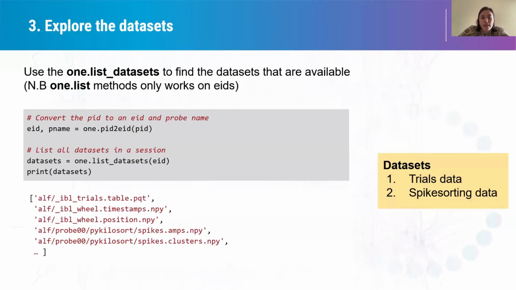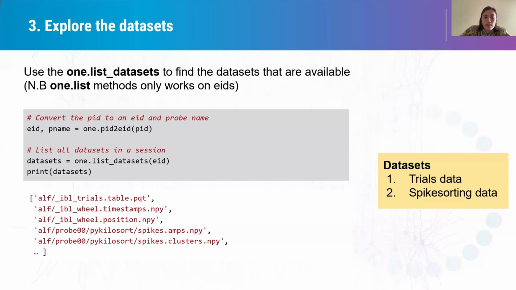Okay, so next we need to find what datasets we're interested in, so what data we need in order to start our analysis. If we recap what our question was, basically we want to compute the PSTHs for a bunch of different neurons in our GRN, and then perform the PCA. For this, we're going to need the spike sorting data, but we also need the trials data, so the data that has information about each trial event, the choice, and also the first movement times.